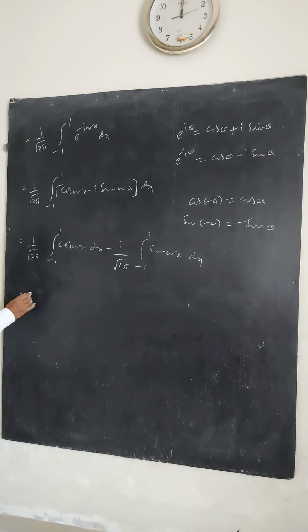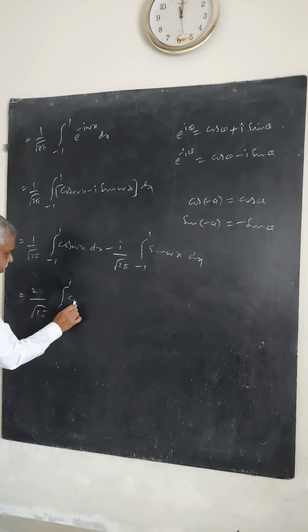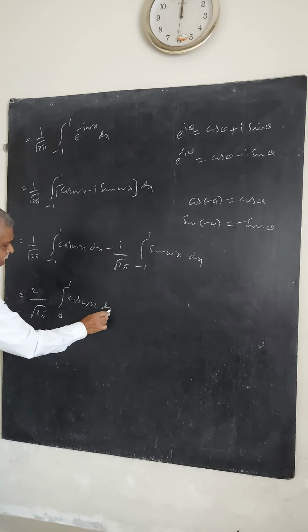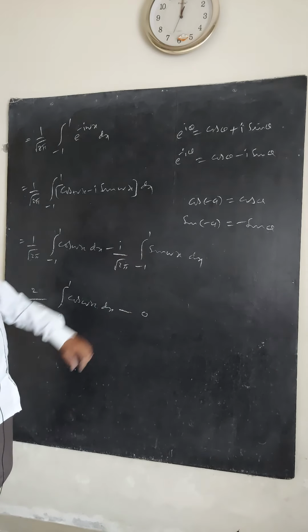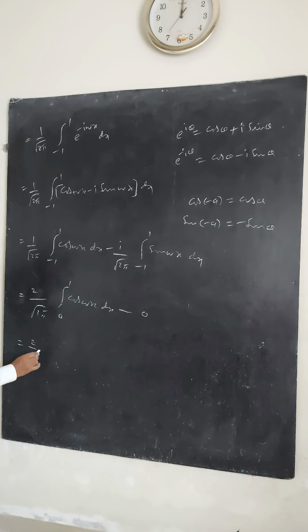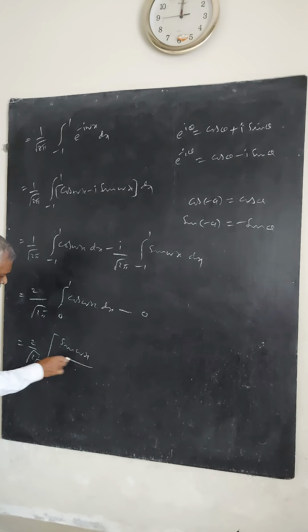Therefore, we get twice, 2 by root of 2 pi, integral from 0 to 1 of cos omega x dx, minus 0. As already explained, for an even function it is twice the integral from 0 to 1. The sin part is an odd function, so it is 0. Integration of cos omega x is sin omega x by omega, from 0 to 1.